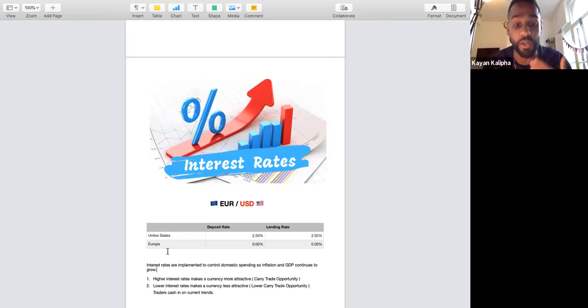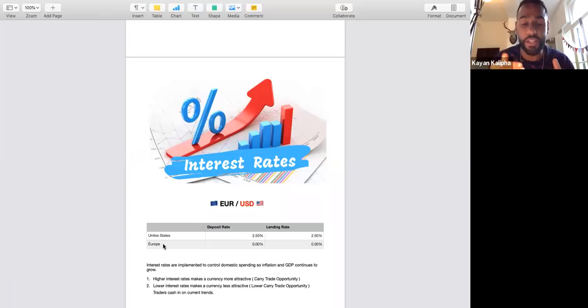Now, what's really interesting when you're trading currencies is that the interest rate that the central bank charges is actually what you are going to pay or receive if you're trading a specific currency pair. An easy example for you to understand is that in Europe at the moment, the interest rate is 0%. So that's the cost of borrowing or investing using the euro in Europe. As I said, you go to a bank, you put money into the bank, you get paid 0% interest. If I borrow money from the bank, I pay 0% interest.